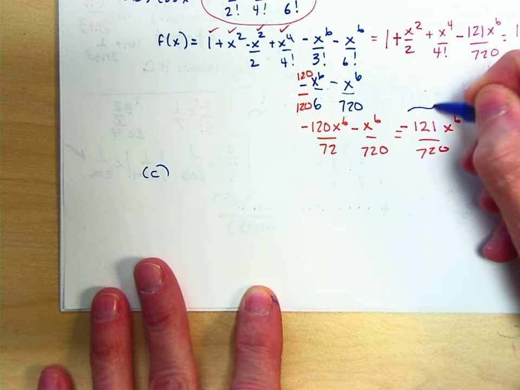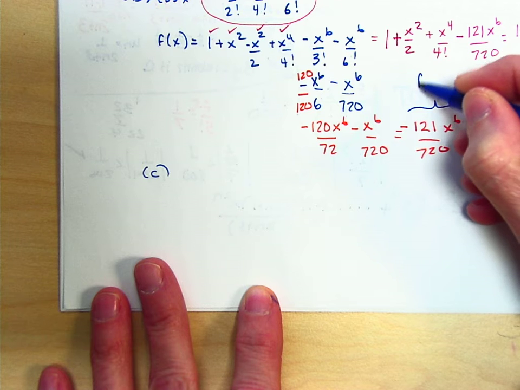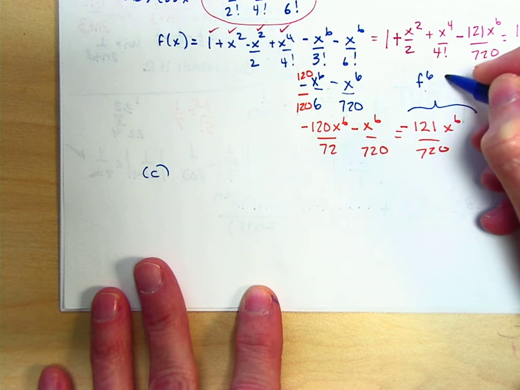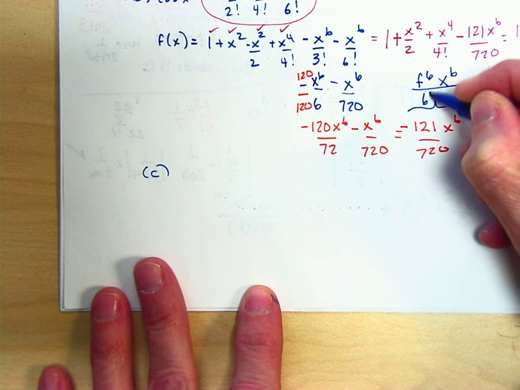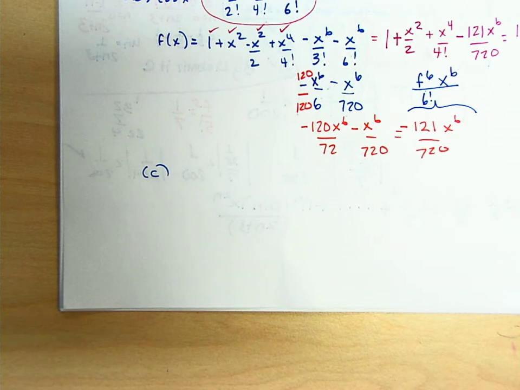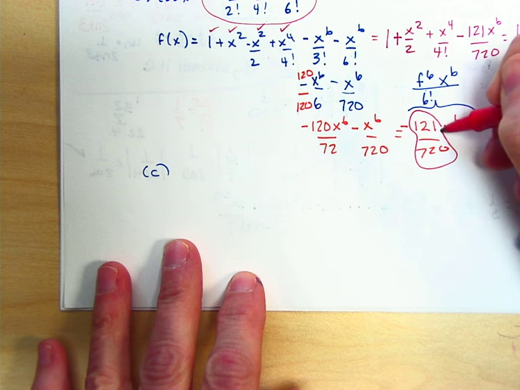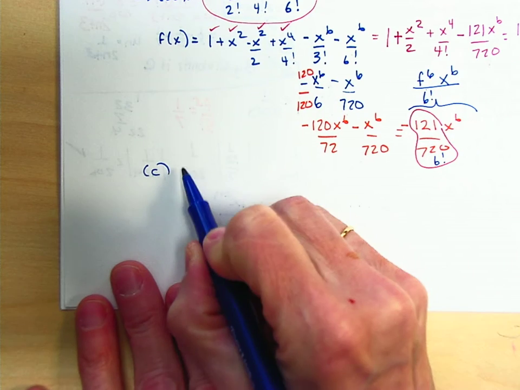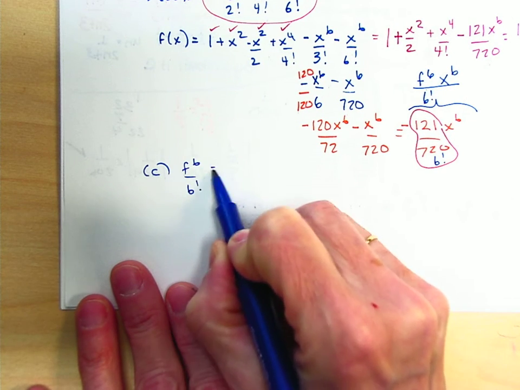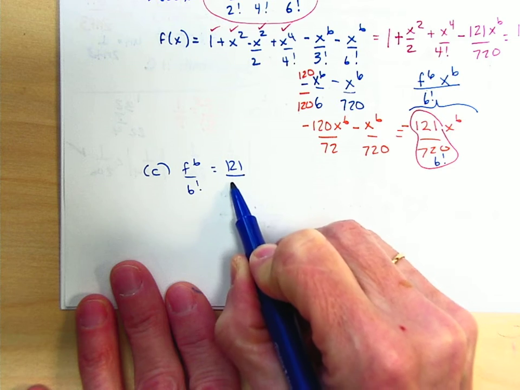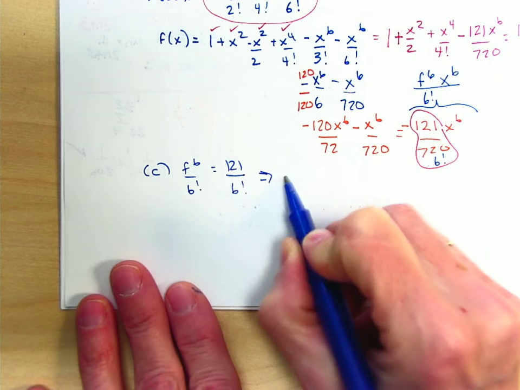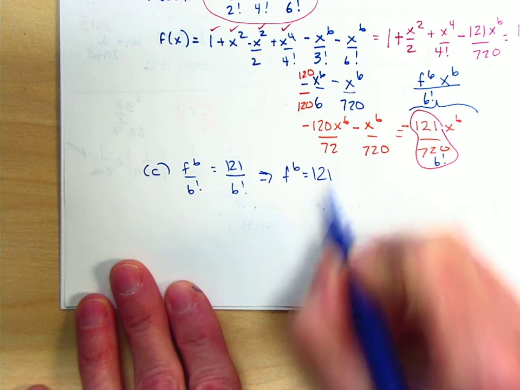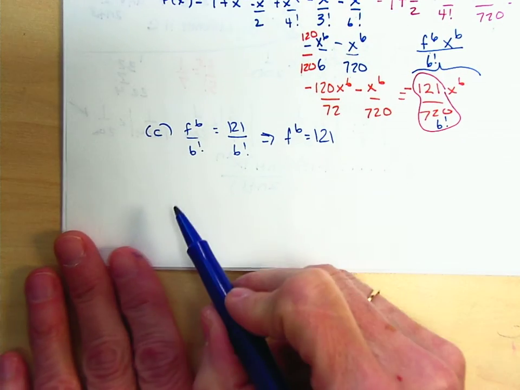a careful study of this term right here, what is that? That's f6 x to the 6 over 6 factorial. So that means everything that's not x to the 6 is f6 over our 6 factorial. So all we have to do is, this right here is 6 factorial, so we're going to set f6 over 6 factorial equals 121 all over 6 factorial. So that we can conclude that f6 is 121. So this is just a real simple did you know the Taylor equation.